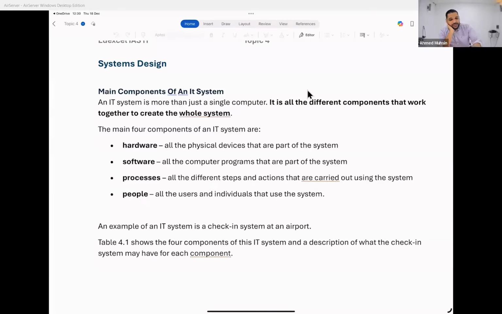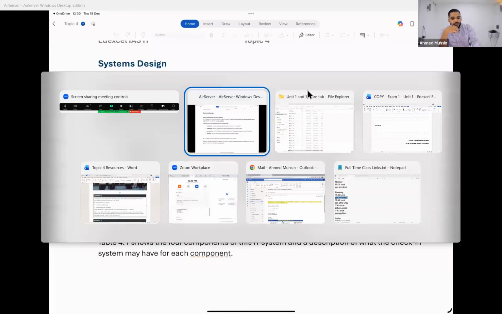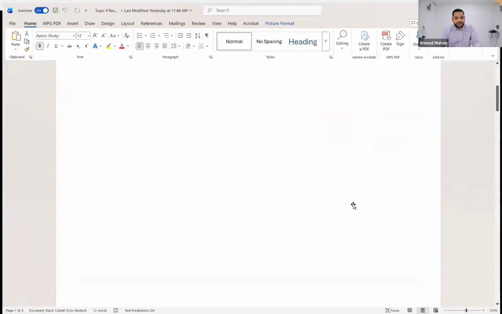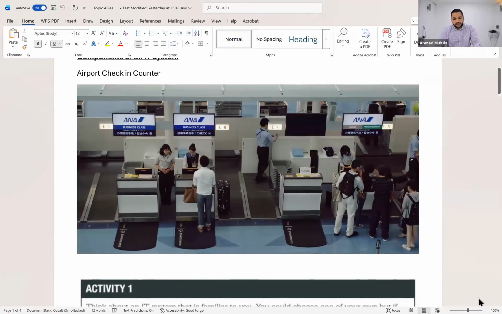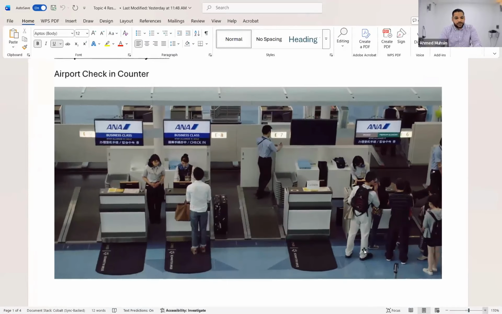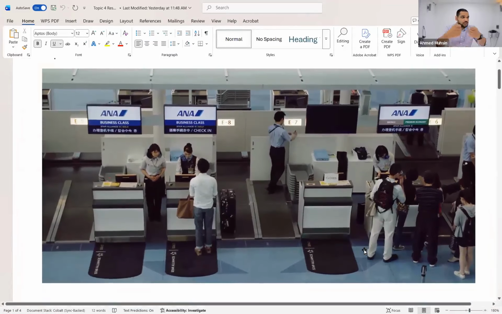Okay. So everybody, can you all read that example I have given you all below? An example of an IT system is a check-in system at an airport. So everybody, when you go into an airport, before you board your flight, you have to deal with a counter like this. I'm sure many of you all would have seen it. In an airport, you have a system called check-in, where you basically check into your flight. This is where they give you your ticket. This is where they label your luggage.